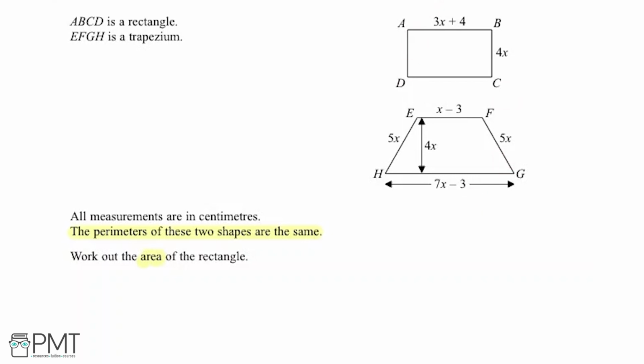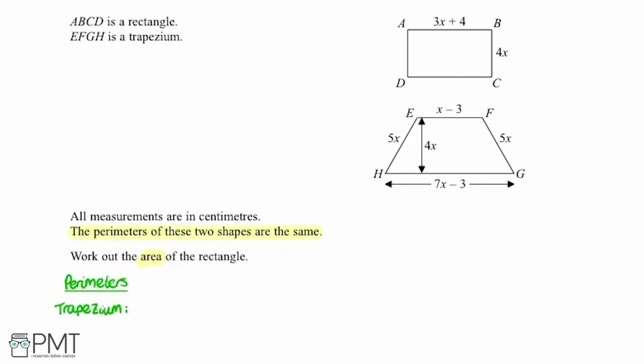Now a key bit of information that we get given first in the question is that the perimeters of the 2 shapes are the same. You get the perimeter by adding up the lengths of all the sides of the shape. And that works the same for the rectangle here, and also for the trapezium here. You add up all these lengths to get the perimeter. And the fact that this has x's in it doesn't matter for the minute. We can still add them up. So that's what we're going to do.